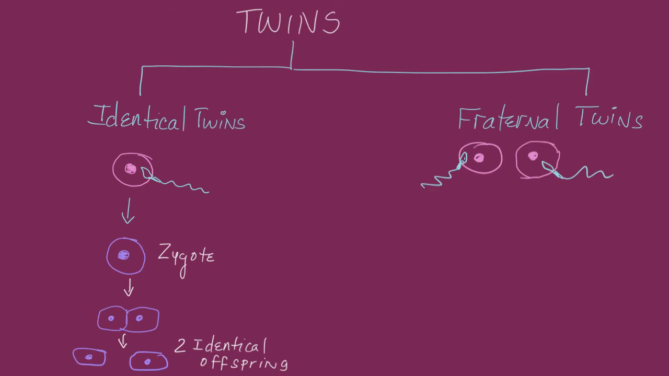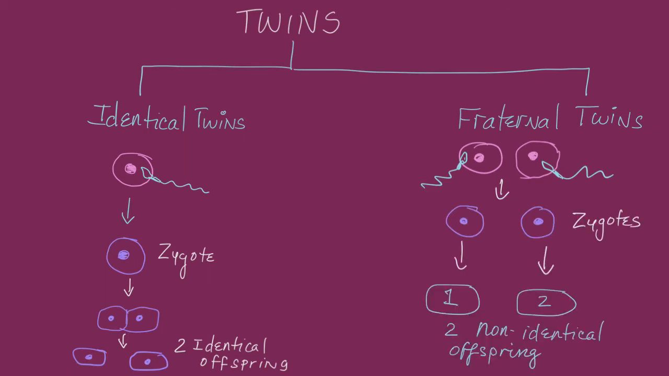The woman produces two eggs during ovulation, and therefore two different sperm fertilize these two eggs, and we get two zygotes. And these zygotes are quite different from each other, like two different siblings, and we end up with two non-identical offspring. Once the blastocyst has implanted, the cells of the blastocyst continue to divide and grow, but they also become differentiated. So at a very early stage, the fate of these cells is established.